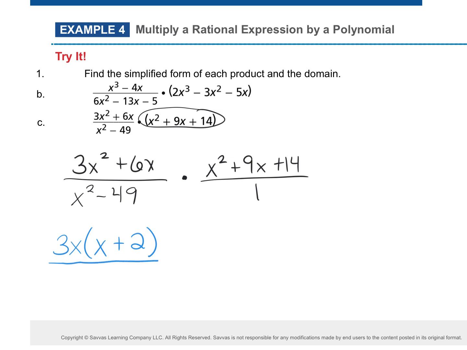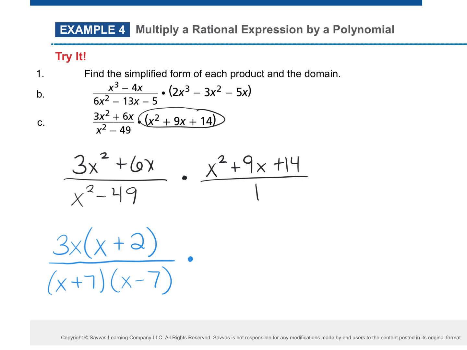Okay, remember this bottom one, I have a perfect square. What's the square root of 49? So this turns into x plus 7. This turns into x minus 7. Do you agree that we're done with that first one? Yep, so moving on to the next fraction.